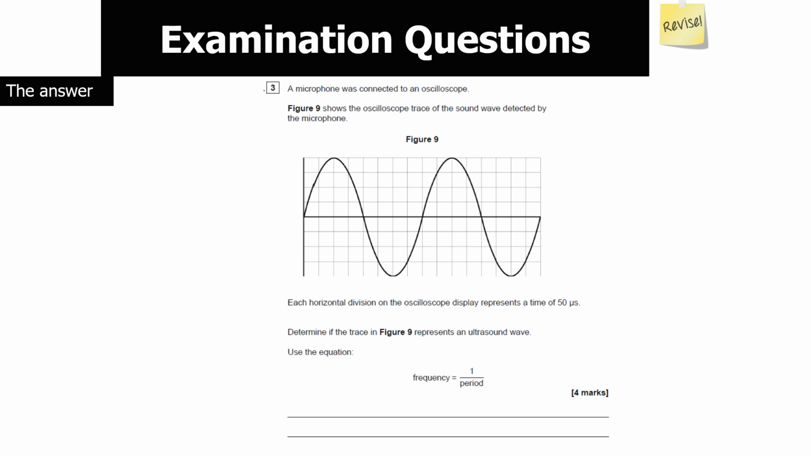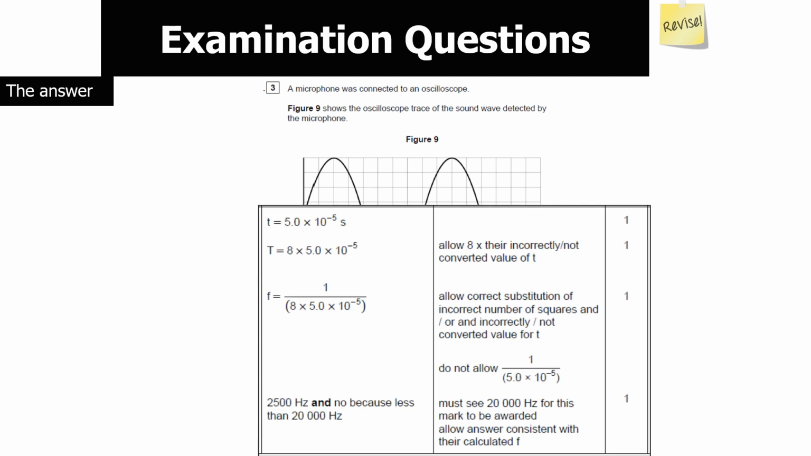Now, you'll note here that one wave is when it goes up, down, and back to the center again. So that takes up 8 different horizontal squares. Now, if one horizontal square is 5 times 10 to the minus 5, well, the entire time period for the wave is 8 times 5 times 10 to the minus 5, which is shown here.